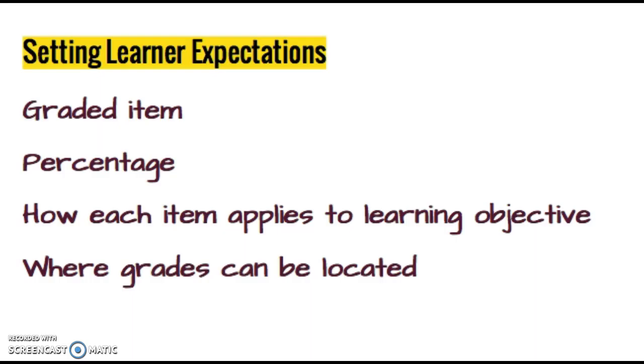So when setting learner expectations, first of all, you want to explain clearly the graded item and percentage, how each graded item applies to the learning expectation, and where they are recorded in the gradebook. Many learning management systems provide prompts for communicating things like the title, the instructions, grading criteria, due date, where to submit the activity, and where and how the learners are going to receive their feedback.